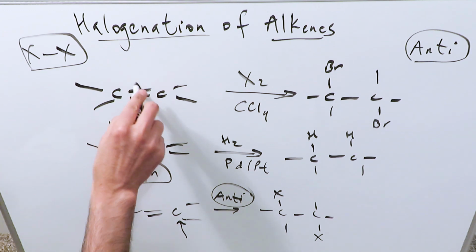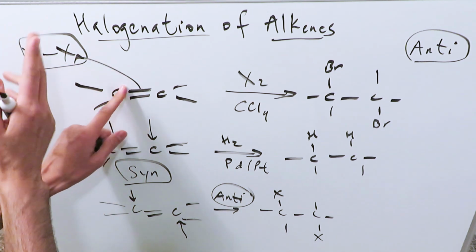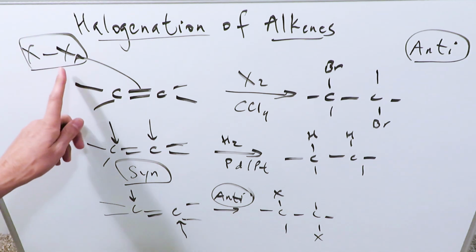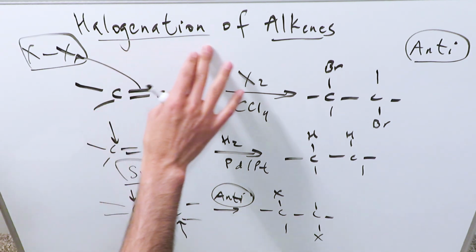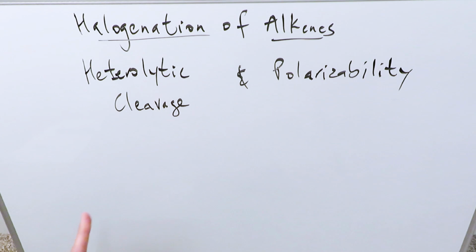Hence, you would normally not expect this type of reaction to occur because you have a nucleophile, but where is the electrophile? I'm not seeing an electrophile here, but there indeed is electrophilic behavior of this, and we have to examine that. After examining that, you'll see why the halogenation will occur, and it occurs in the anti-manner. Heterolytic cleavage and polarizability of that halogen-halogen bond will explain why this reaction occurs.